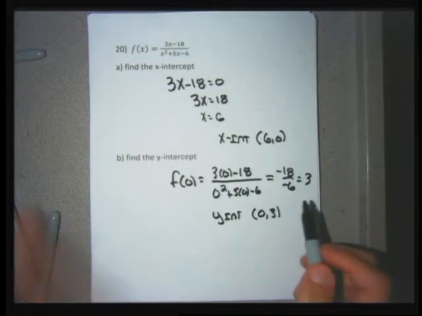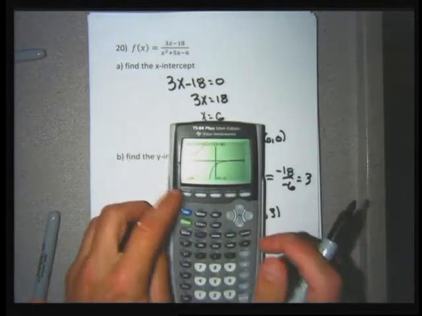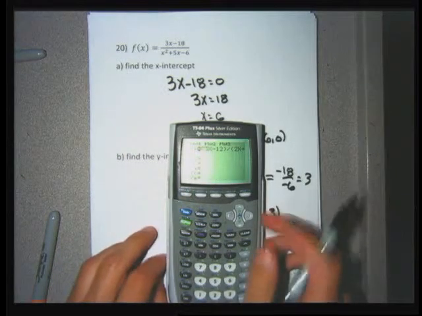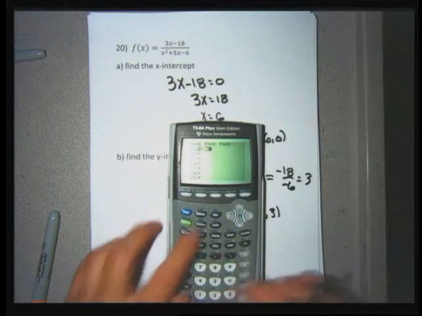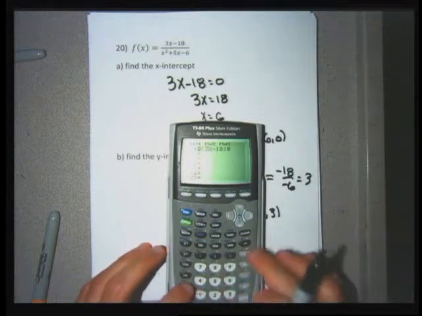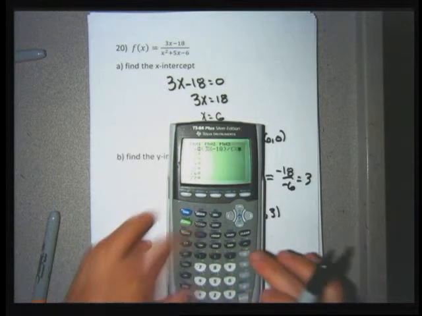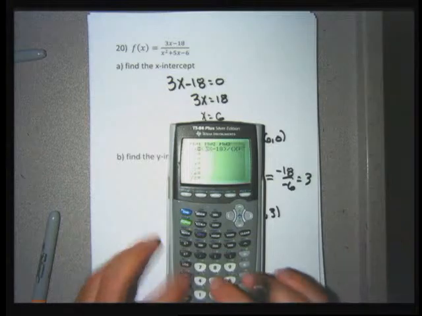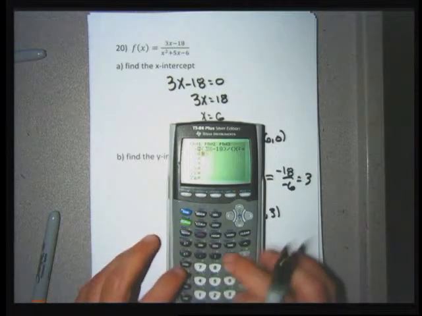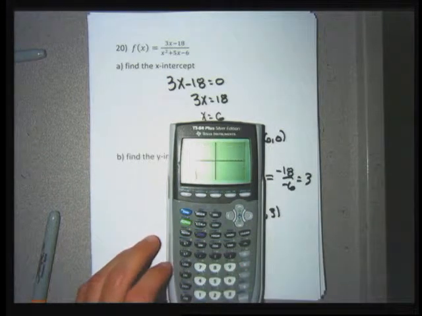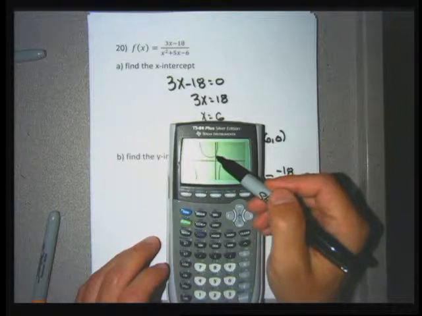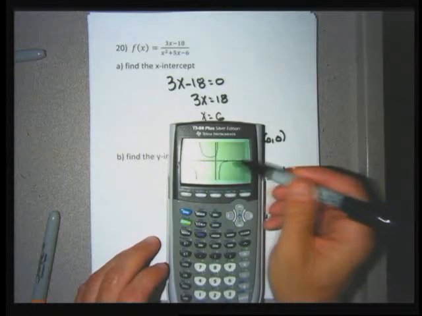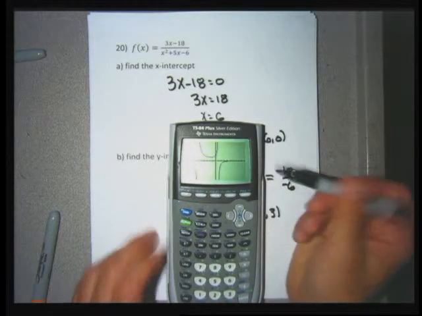Again, I can check that super fast if I care to check it. Hit my y equals button, graph the fraction, 3x minus 18 divided by parentheses x squared plus 5x minus 6. The graph should cross the x-axis at 6 and the y-axis at 3. There's clearly the y-axis at 3. Not so clear at the x-axis at 6. So I'm going to check it on my calculator.